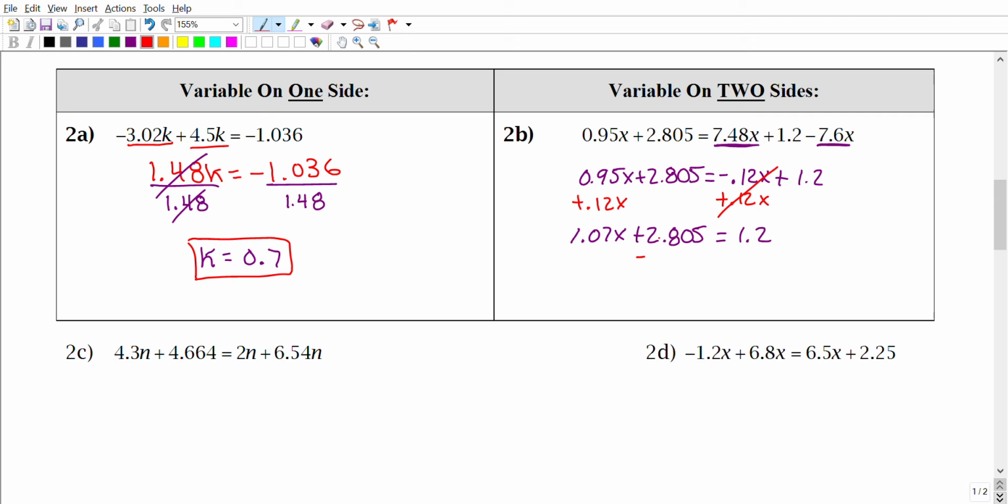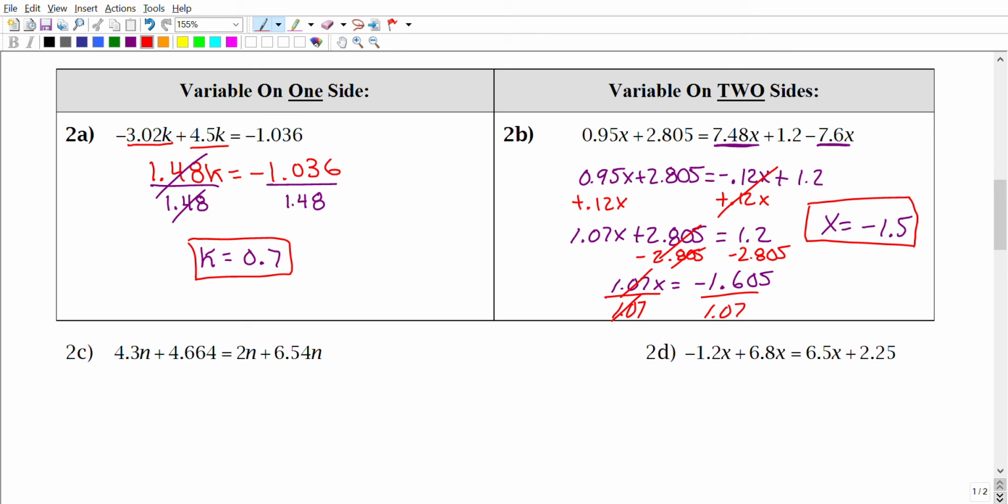All I have to do now is use SADMAP. So let's get rid of this. So I get 1.07x equals -1.605. Double check that on your calculator for me. And finally, I get rid of my 1.07. You get a final answer of x equals -1.5.